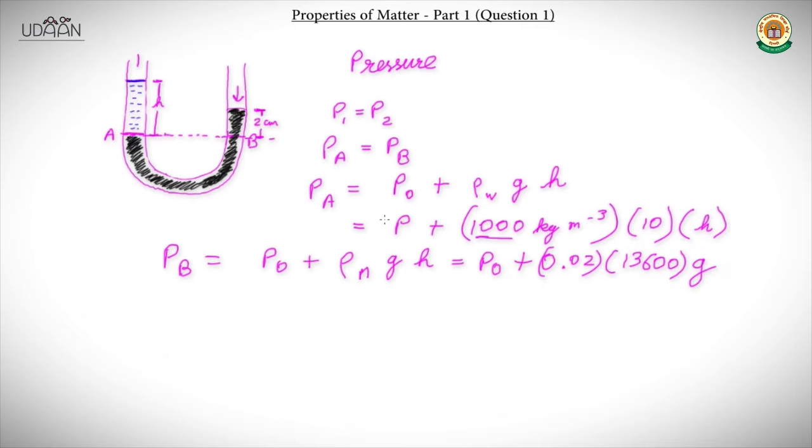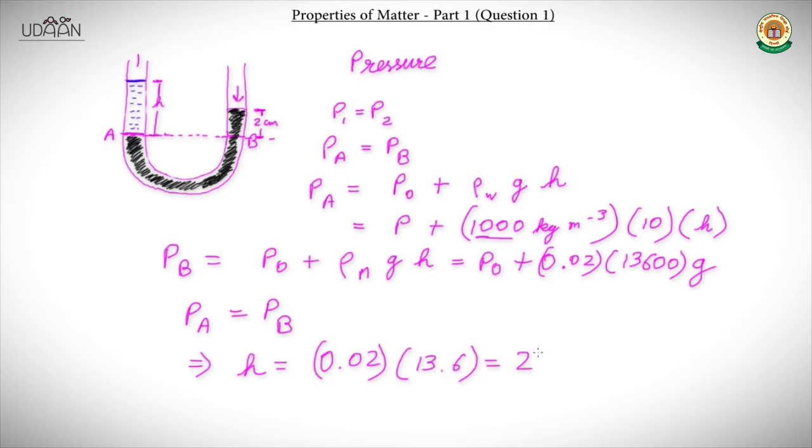Now simply calculating this by putting in the values and equating PA is equal to PB, we get H is equal to 0.02 into 13.6, that is 27 centimeters. Okay, fine. So let's do a quick recap of how we solve this question.